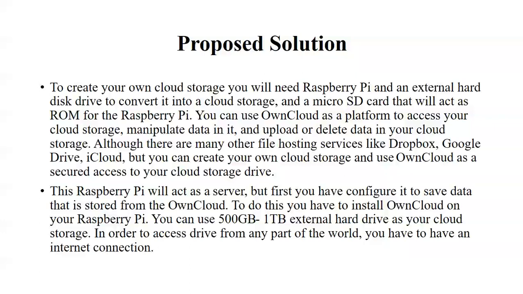First, we have to install Raspbian OS in the Raspberry Pi. Then we have to install OwnCloud server on the Raspberry Pi. Then we have to mount the hard disk and then configure it with the Raspberry Pi and OwnCloud. After this, we have to open OwnCloud's website and put in our credentials. Then we can access our data which is in the external hard disk drive.